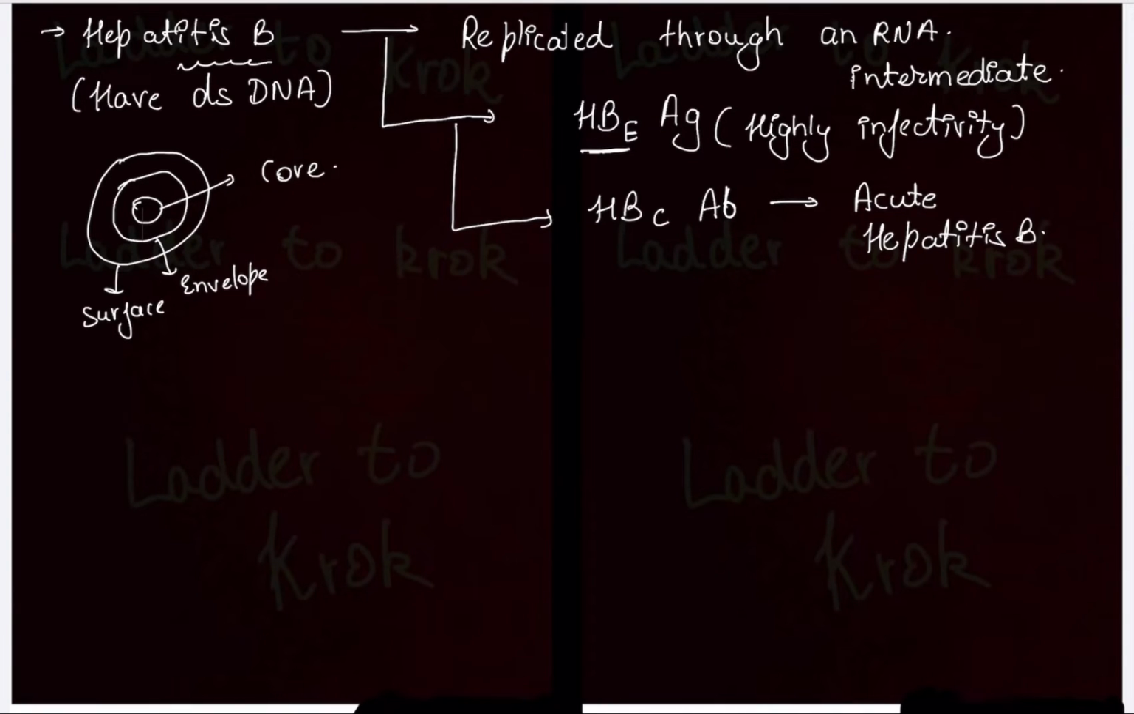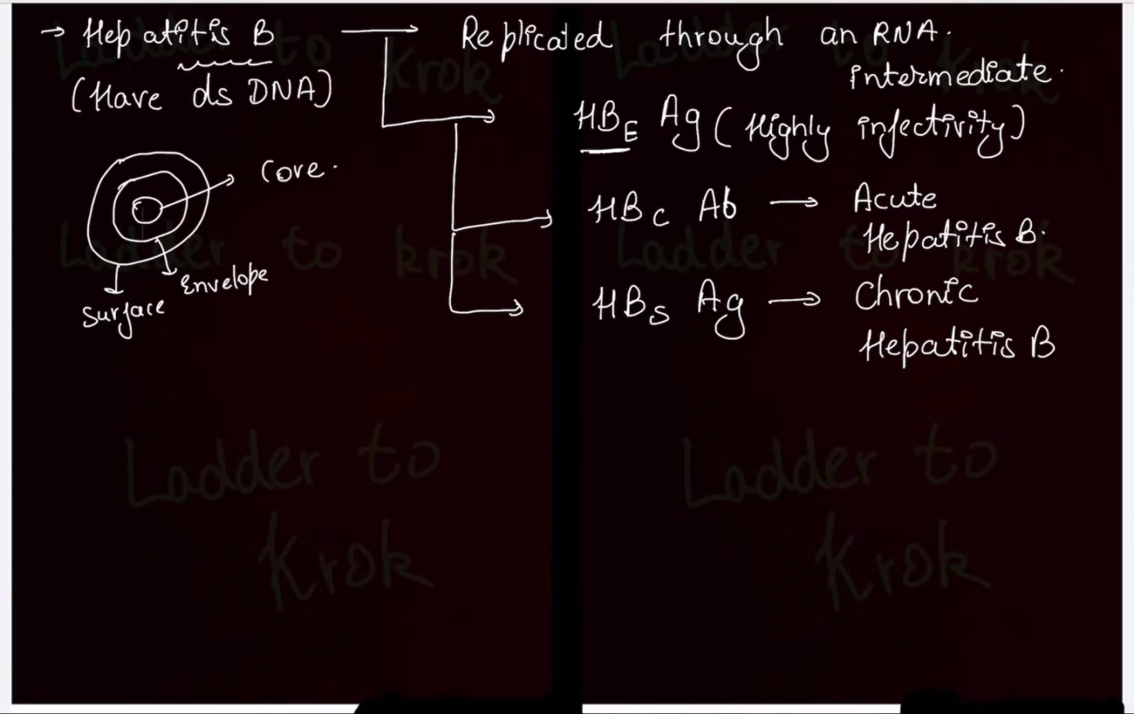And if you see hepatitis B surface antigen, S for surface, AG means antigen, at that time it's chronic hepatitis B. And how can you find out whether the disease is chronic or acute in hepatitis? If the disease lasts 6 months or less than 6 months, then it's acute. If it is more than 6 months, then it is chronic.